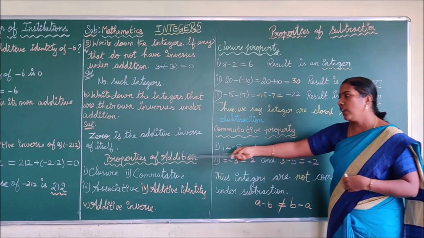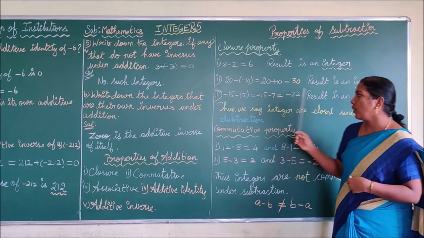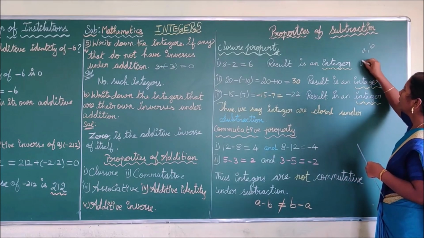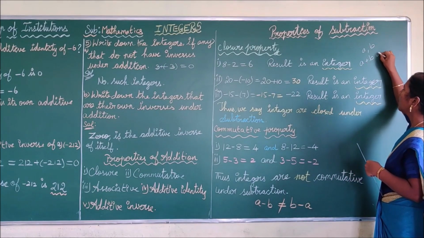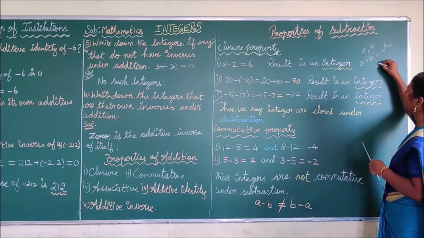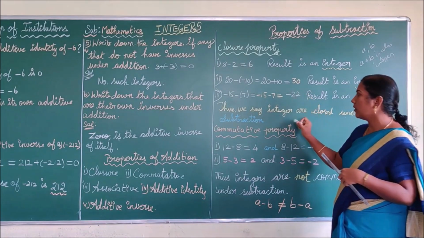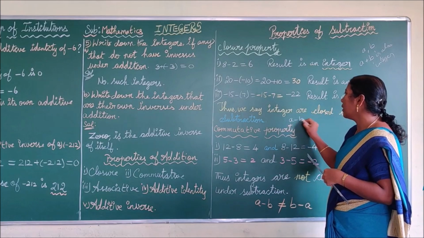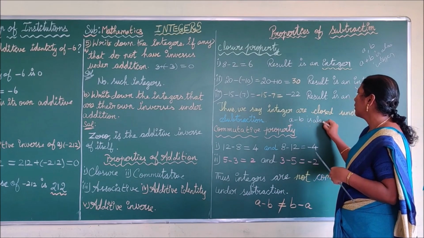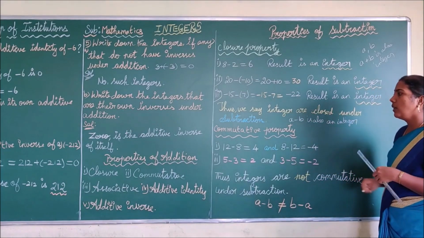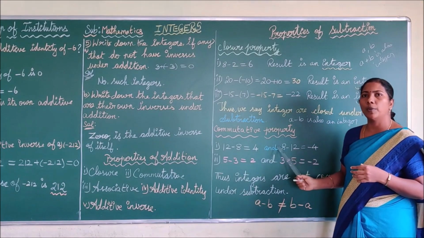In the property of addition, what are we saying? If you take two integers a, b, then a plus b is also an integer. Here, how can we say, children? If a and b are two integers, then a minus b is also an integer. It's clear, children? Okay.